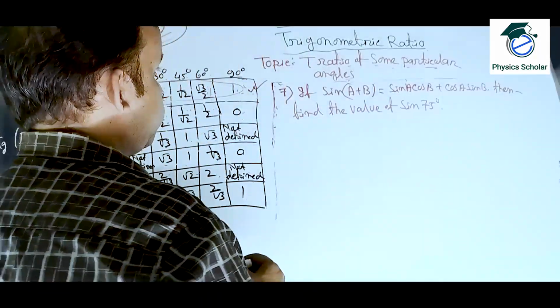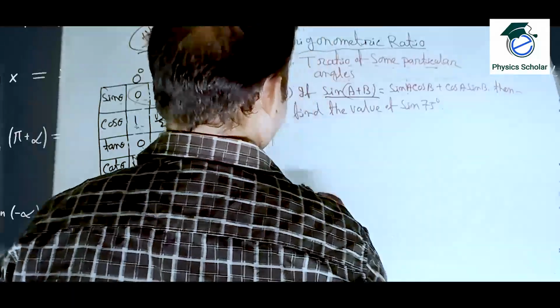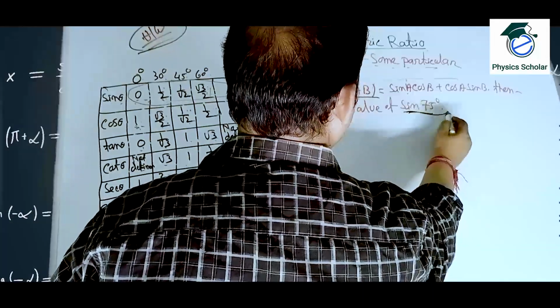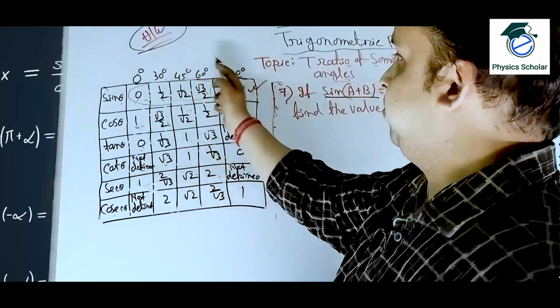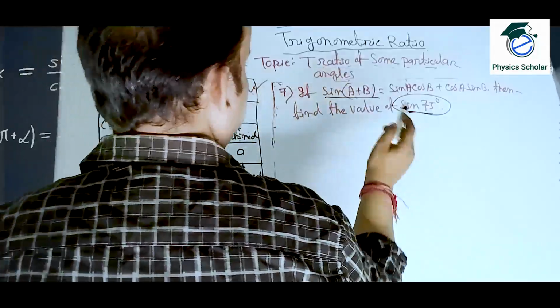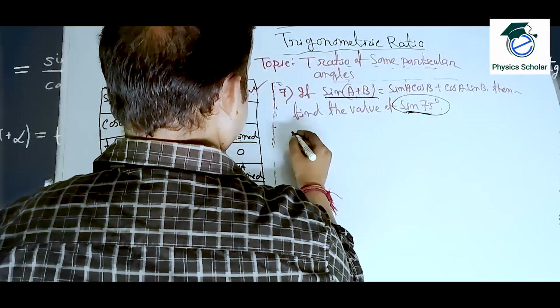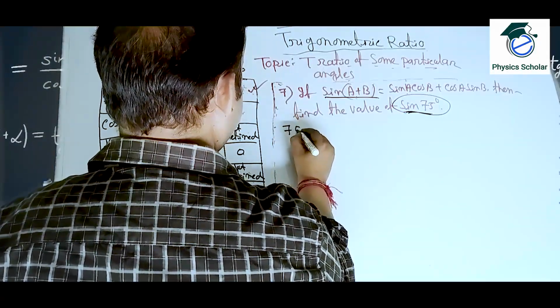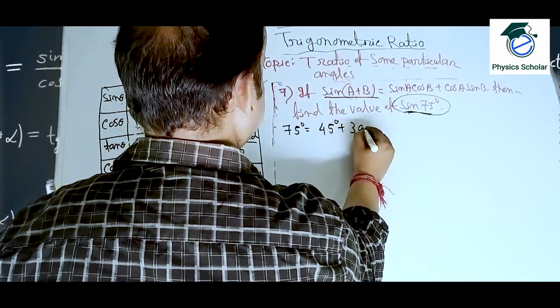Students, here it is given sin of A plus B is equal to sin A cos B plus cos A sin B. We have to find out the value of sin 75 degree. See in this chart, if you can see, no sin 75 degree is given. Clear? Now, so this is one formula I already told, sin of A plus B is equal to sin A cos B plus cos A sin B. Clear? So what can we write 75 degree as? 45 degree plus 30 degree.